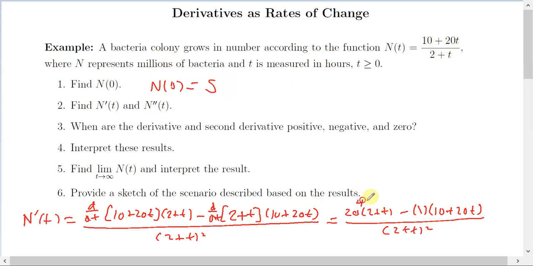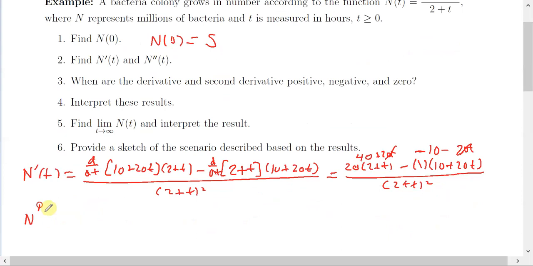If I were to multiply these out, I'm going to get a 40 here, and then over here I'm going to get a minus 10, and then this is going to be a minus 20t. So the t's are going to go away. I'll have 40 minus 10, that's going to be 30. So my derivative, n prime, is 30 over 2 plus t squared. And this would be in millions of bacteria per hour. That's the units on this function.